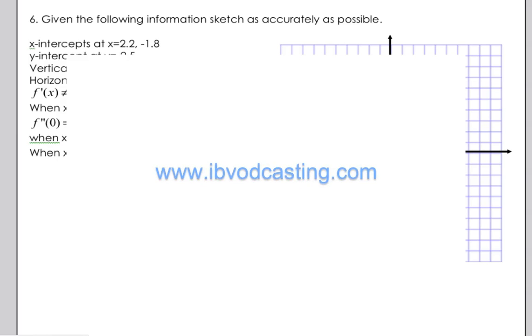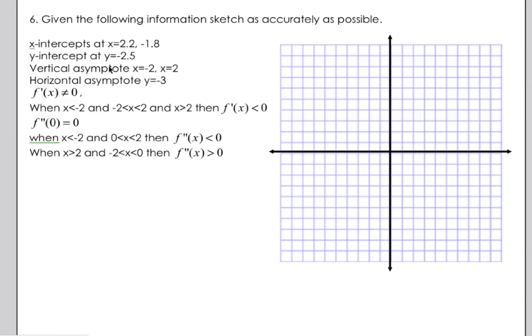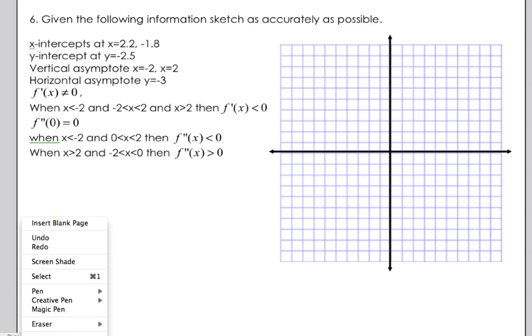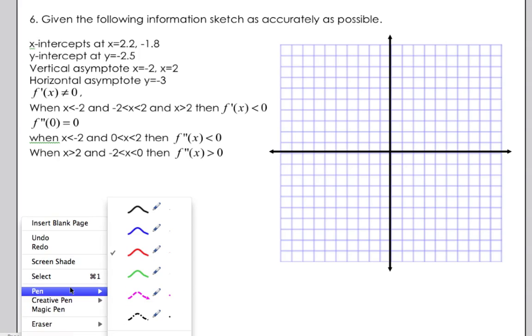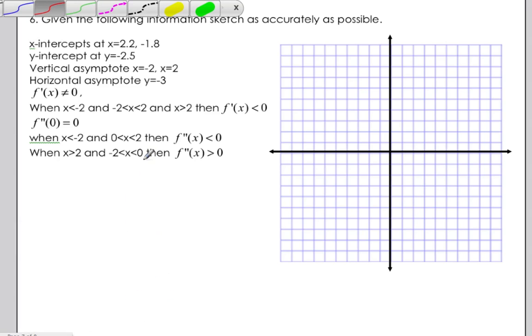There, now we're doing the last one on curve sketching here. With our curve sketching, we're not given the equation this time, we're just given information about it. So let's go along here and start doing what we can do. I'm going to do red today. And so let's start putting in the information we have.